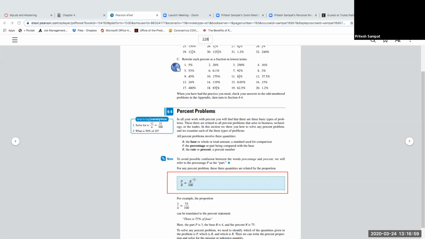The reason it's set up in this way as a proportion is because you have a ratio where you're comparing a part of an object with the base, which is the whole amount, and that's equal to the percentage of that part out of 100%, which is your total. I'm going to switch to the whiteboard and we'll break this equation and definition down.